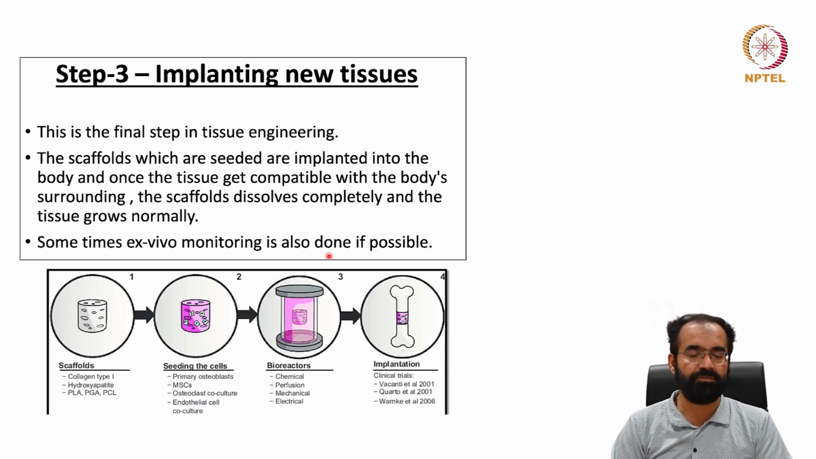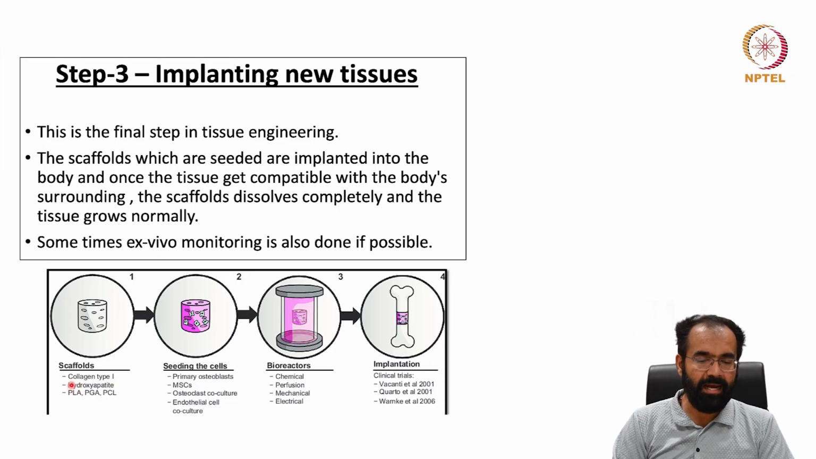So what is the fate of these cells? One picture has been given. This is a scaffold, and they can be biological and non-biological. Collagen type 1 is biological, and hydroxyapatite, PLA, PGA, PCL, these are all chemical. And seeding of the cells, primary osteoblasts, MSCs (mesenchymal stem cells), and osteoclast co-culture, endothelial cell co-culture, etc. are done, and they are all now colonizing the scaffold.